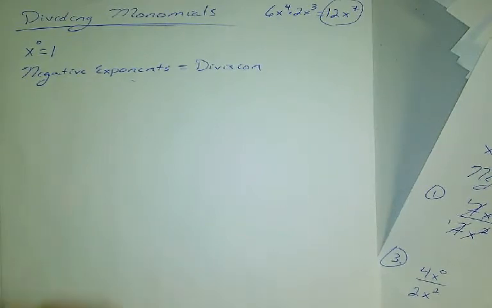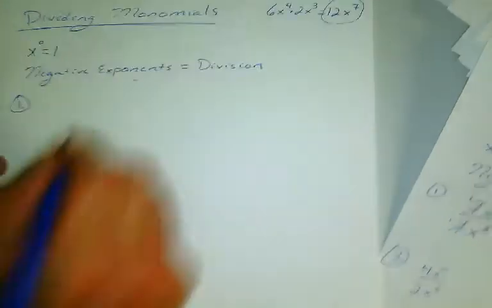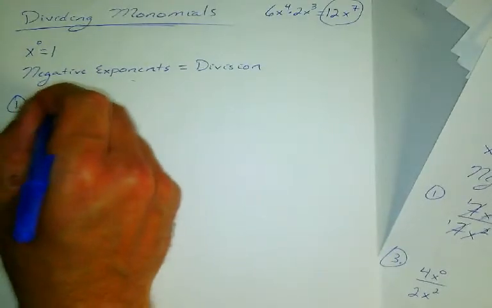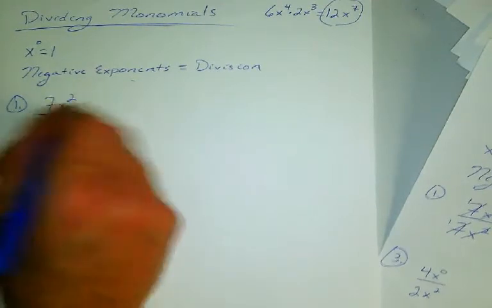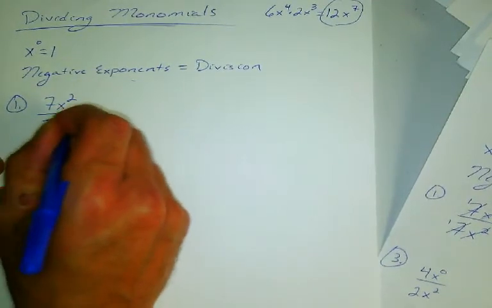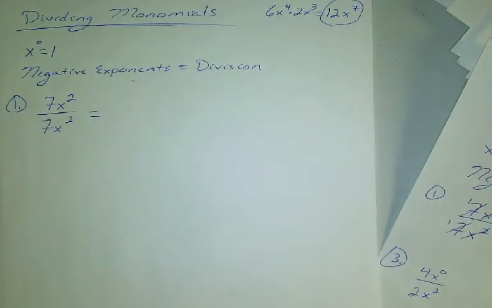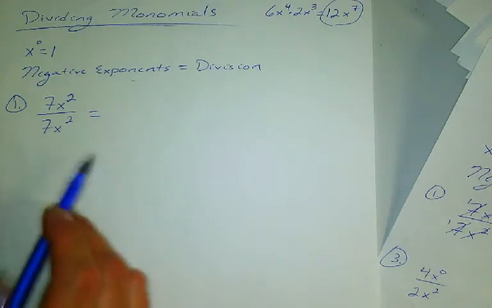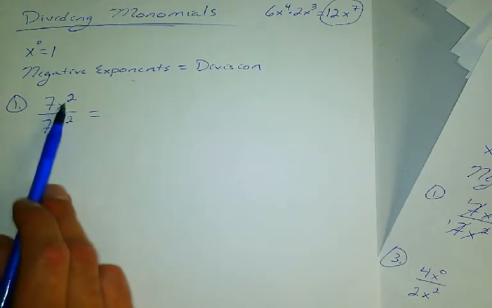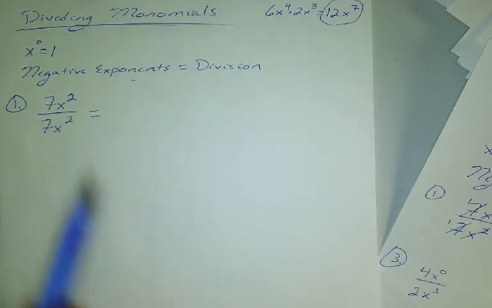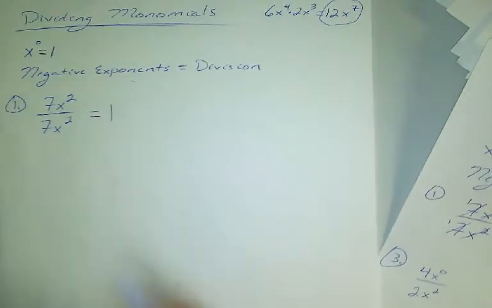So let's start with an easy one. Example number 1. Let's say we have 7x squared divided by 7x squared. Guys, this is one of the very first things you probably learned about in 3rd grade when you started doing division, maybe even 2nd grade now. Anything divided by itself is 1. So I have 7x squared on top divided by 7x squared. Anything divided by itself is 1.